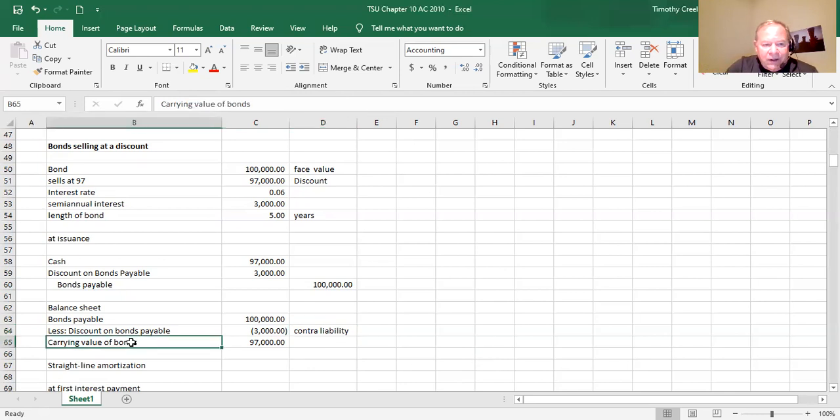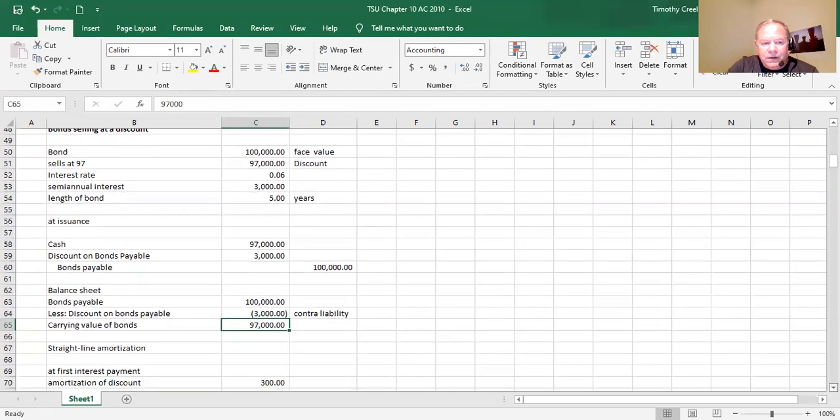Now, the carrying value of the bonds is the difference between bonds payable and the contra liability for discount on bonds payable. The carrying value is the amount that we initially received for the bonds. So this is what it would look like on the balance sheet, basically after we issued these bonds.